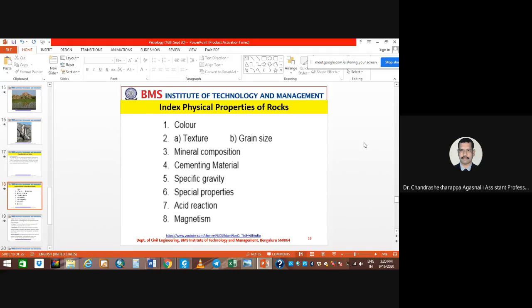But in rocks, color, okay, and it will be textures. Like textures in the sense, if you see any rock, there will be a grains distribution. You can see the sediments. You can see the grains distribution in the rock. So whether it is equigranular, or unevenly granular distributions, those things you can see.